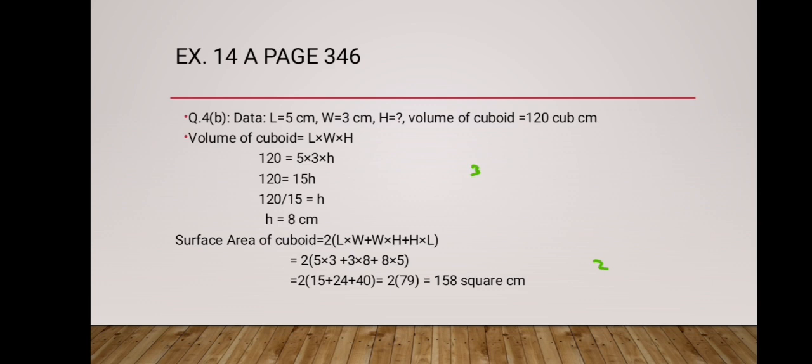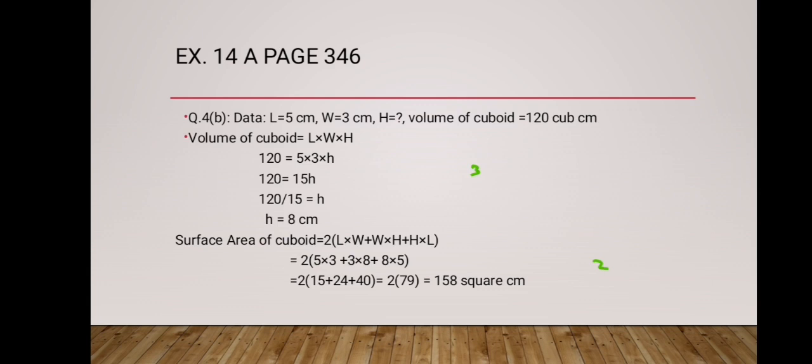B is a bit different, and if you read the statement of the question on page 346, data given to us is length is given. Length of the cuboid is given as 5 centimeter, and the width of the cuboid is given as 3 centimeter. Height is unknown in this case, but the volume of the cuboid is given as 120 cubic centimeter. So in this question, 2 dimensions of the cuboid are given, whereas its volume is also given, but we have to find out the height of the cuboid, and after that we have to find out the surface area of the cuboid. Now first of all, we are going to work out the height of the cuboid.